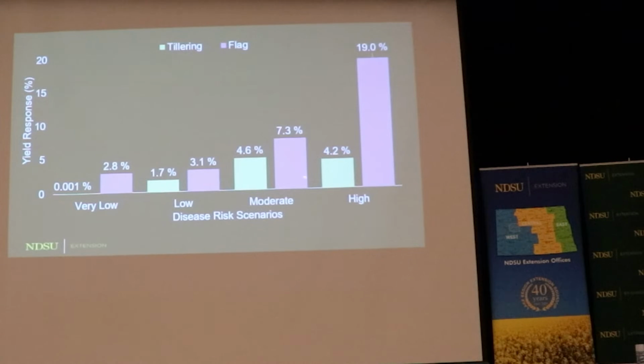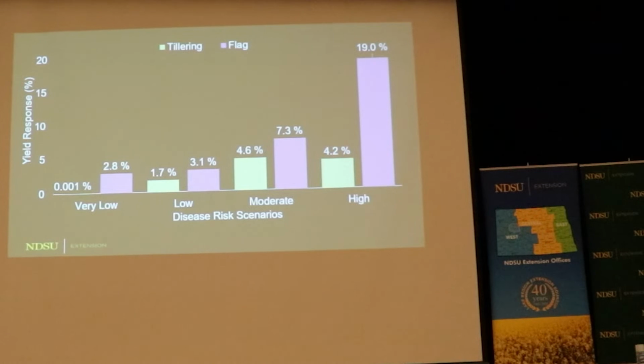When you look at the flag leaf applications, similar trend, right? So everybody's kind of looking at this 19% yield response in a high disease environment. Yeah, I've seen that. If we have a rust disease coming early in the state, if you have an unmanaged tan spot type of epidemic in your field, that application at flag leaf is going to save it.